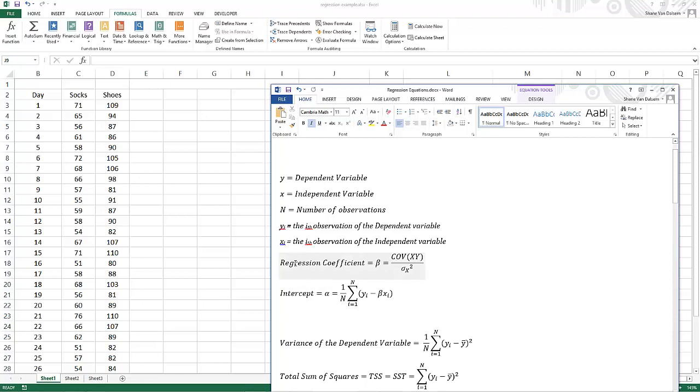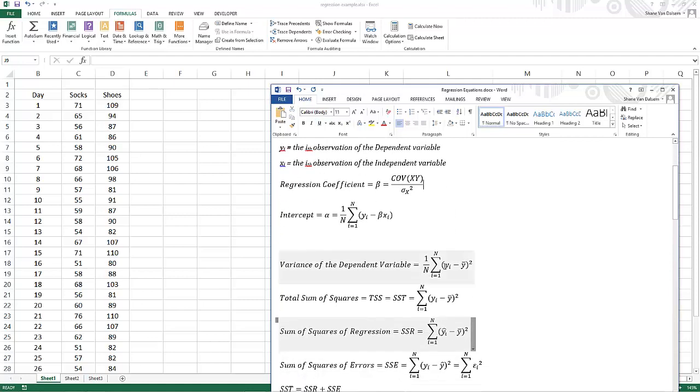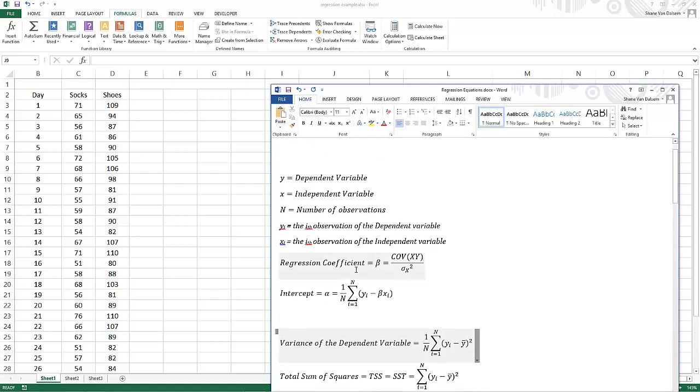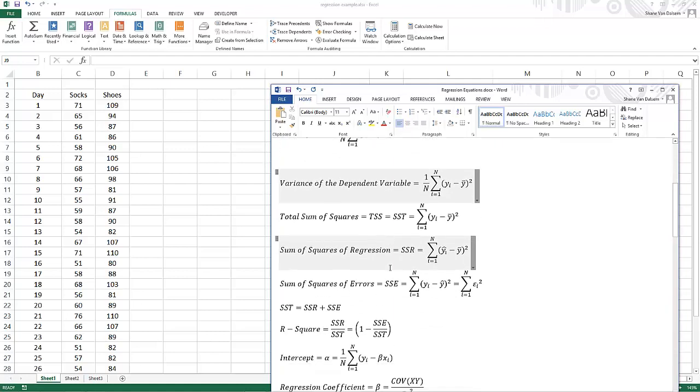We'll start off by calculating the regression coefficient. I'm not a statistician, so some people might like to see a small b, or b hat, here, but I use the Greek letter beta for the regression coefficient. That's equal to the covariance of x and y divided by the variance of x. In our case, that's the covariance of shoes and socks, divided by the variance of the number of shoes sold.